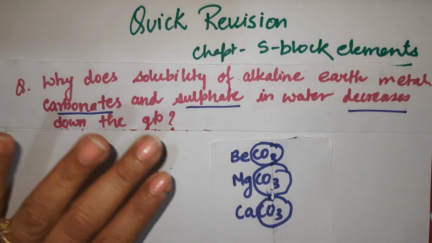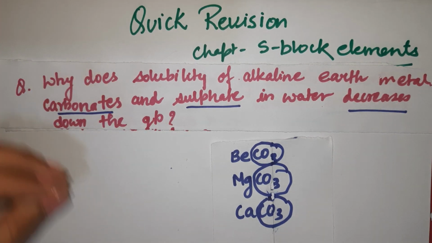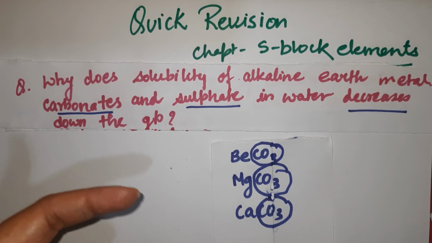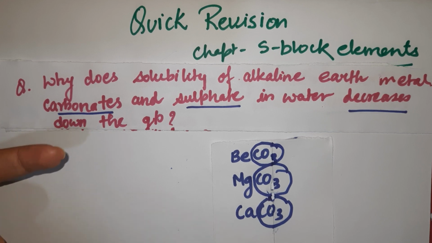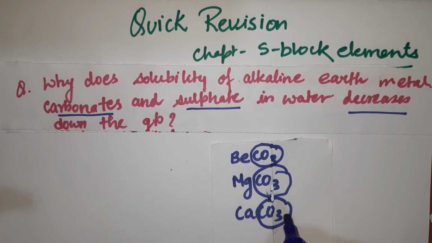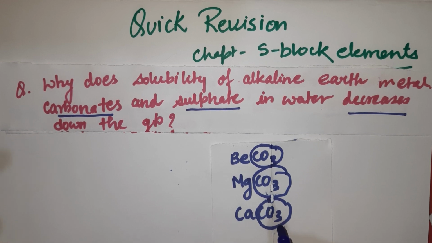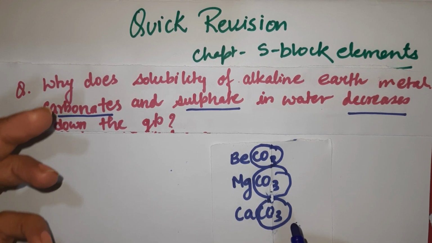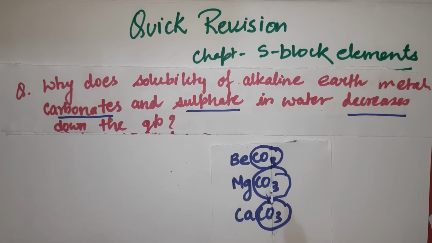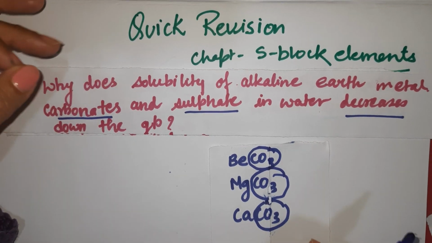If one factor is almost constant, which is lattice enthalpy, we will move on to the next factor which is affecting solubility, that is hydration enthalpy. So we know that hydration enthalpy decreases down the group. As the size increases, the hydration enthalpy decreases. So if the enthalpy decreases, the solubility will also decrease down the group.